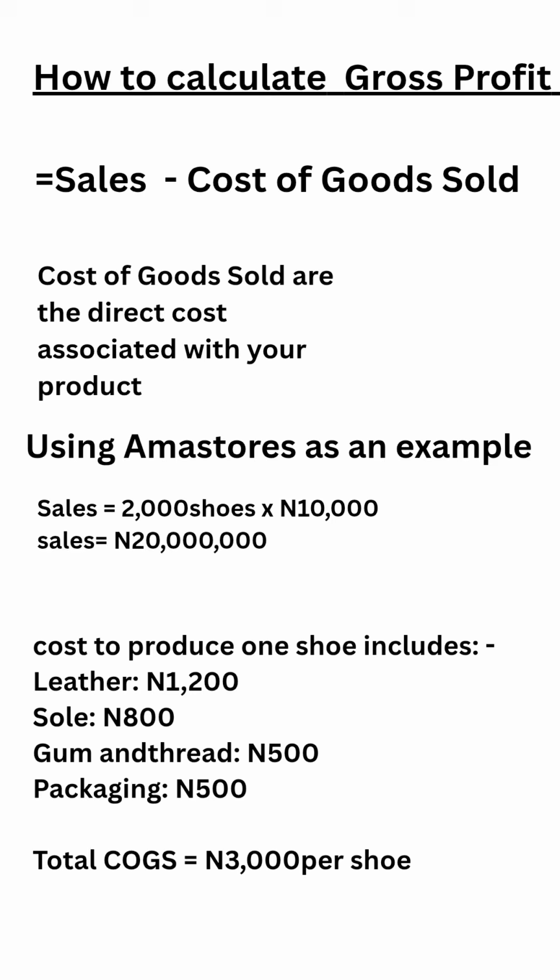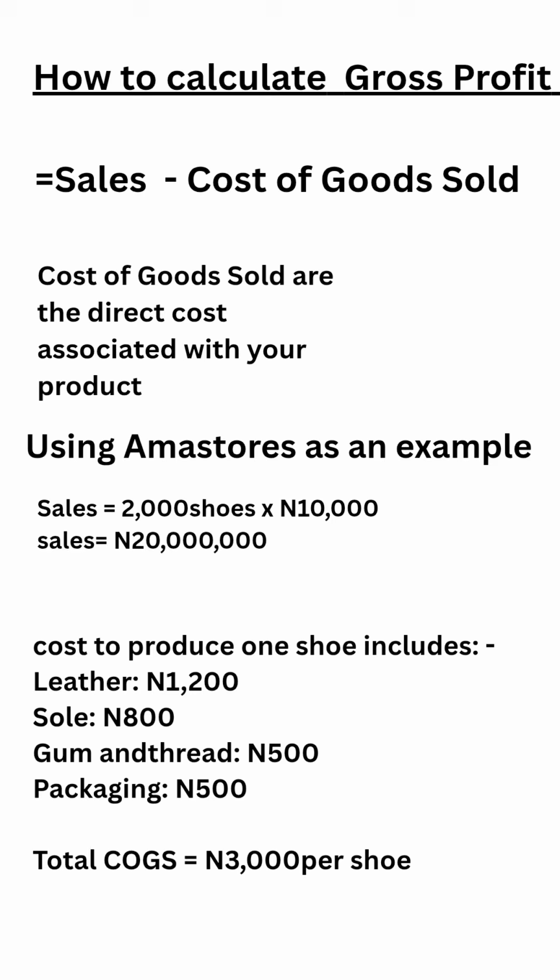So here is how to calculate the gross profit. The formula is sales minus cost of goods sold. And what is your cost of goods sold? These are the direct costs associated with that product. So we are using Ama stores as an example. Remember the information I gave earlier. You can check the pin post. I already talked about Ama stores and all the business details.